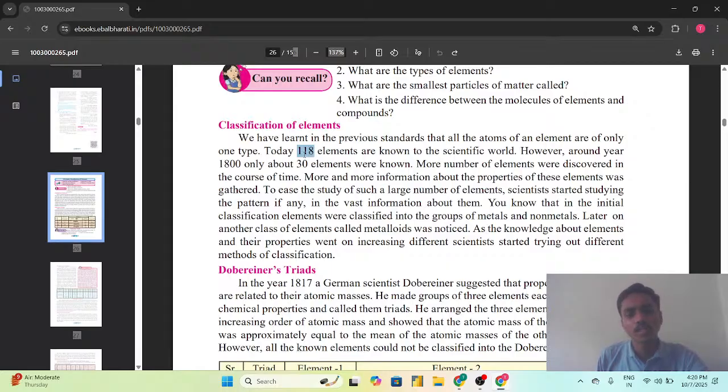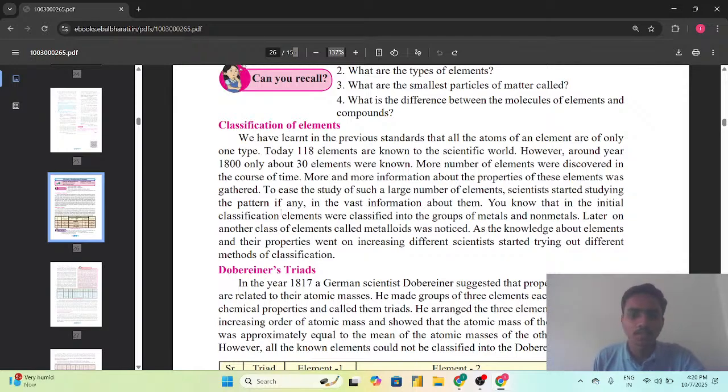So today 118 elements are present in the scientific world, and they are known to us. But at the time of 1800 only 30 elements were known. More number of elements were discovered in the course of time. More and more information about the properties of these elements was gathered. Due to the study of such a large number of elements, scientists started studying the pattern, if any, in the vast information about them.